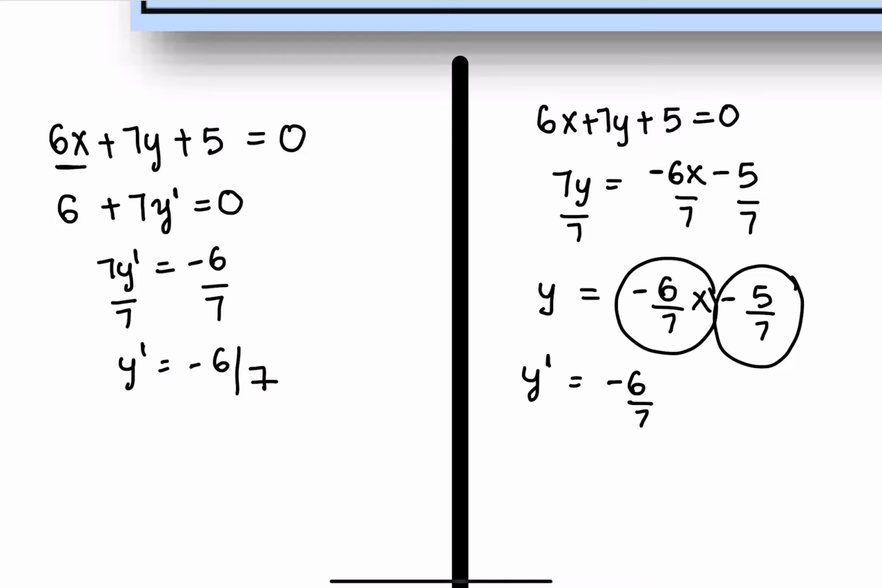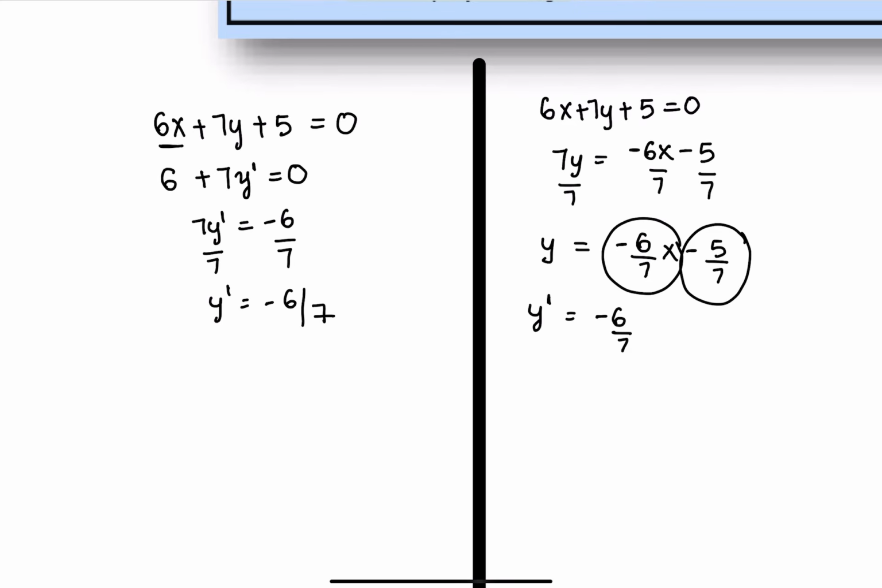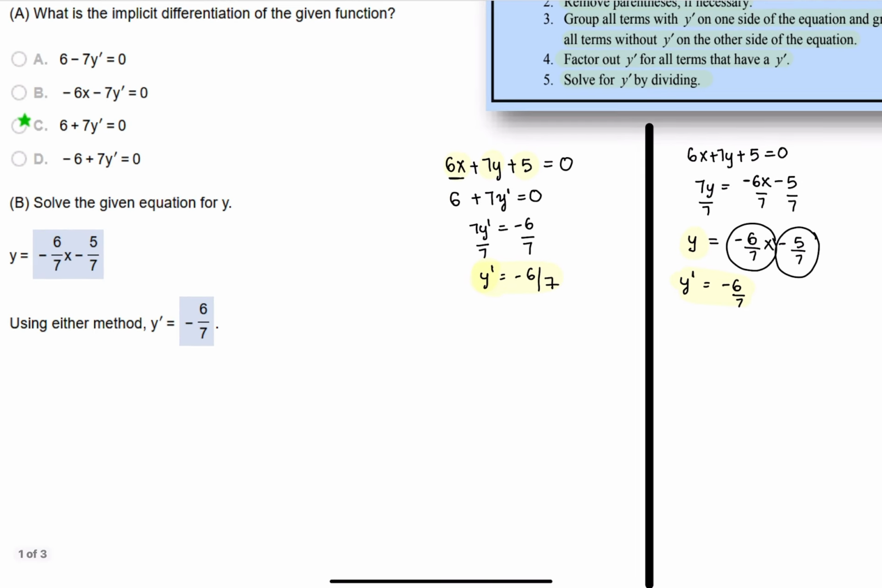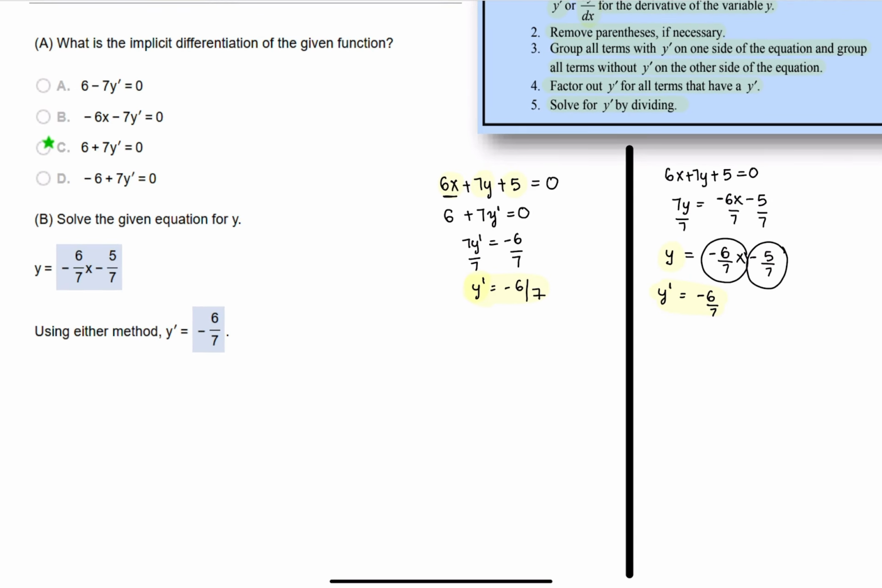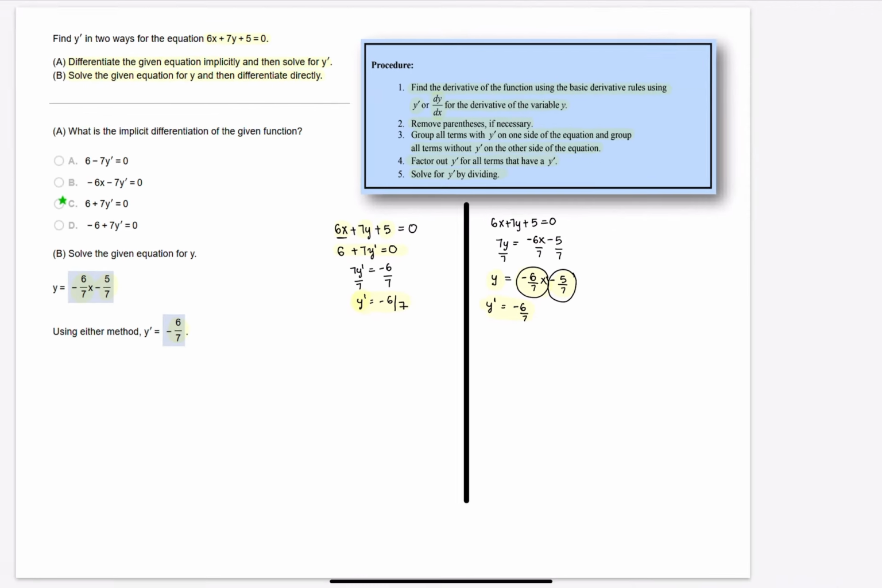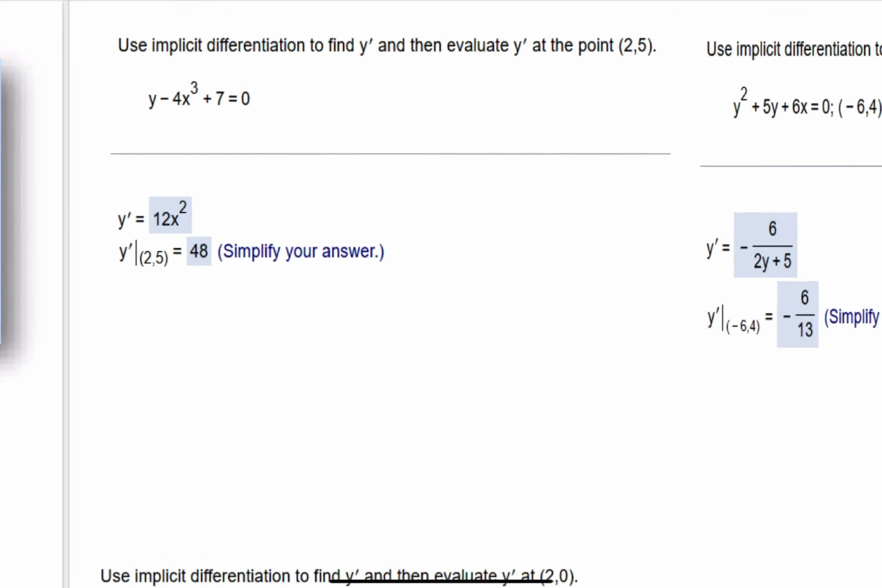So as you can see, it doesn't matter how I do, I will still end up with the same answer. One is implicit, that is, I'm just differentiating right here and then solving for y prime. And the other, I'm solving for y and then differentiating it. Now let's take a look to see if the equations match. Yes, they do. There you go. Okay, so that's exactly what implicit differentiation means. You will differentiate first and then solve for y prime.